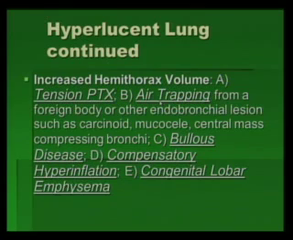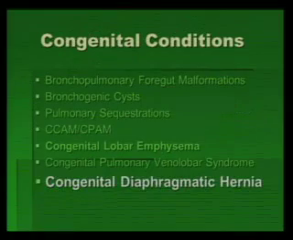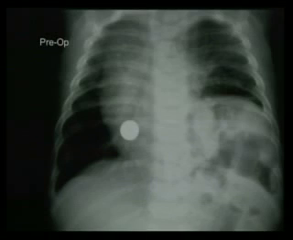It could be air trapping from a foreign body or bronchial lesion, such as a carcinoid, mucocele, central mass. It could be bullous disease. It could be compensatory hyperinflation. Maybe just like in the congenital lobar syndromes, you have a small right lung, so the left lung is going to be hyperinflated. It could be congenital lobar emphysema. That would cause a hyperlucent lung, which is increased. A congenital diaphragmatic hernia.